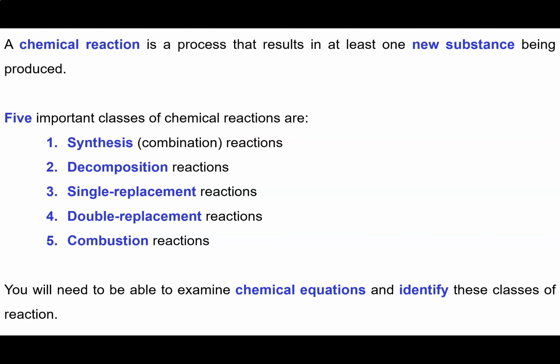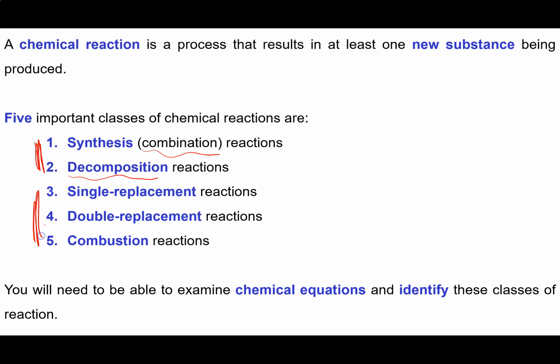So there are five important classes of chemical reaction that we're going to look at. The first two are pretty easy to recognize. The first one is a synthesis, or sometimes referred to as a combination reaction. You can recognize this one because multiple things come together to form something else. The second class of reaction that I said is pretty easy to recognize is a decomposition reaction. And you can recognize this fairly easily because it's just one thing that breaks apart into multiple other things.